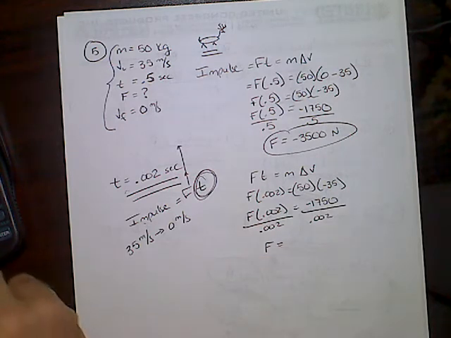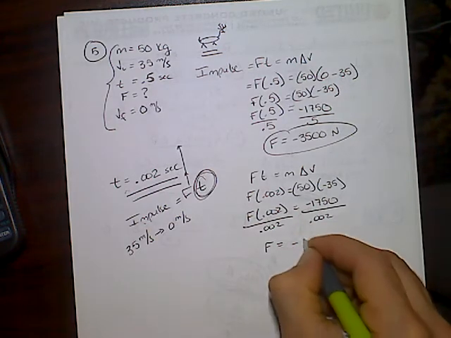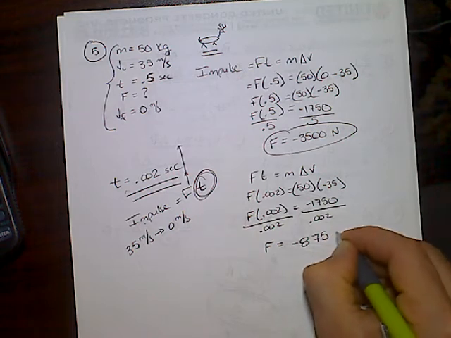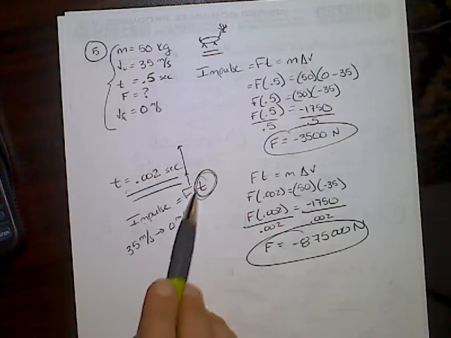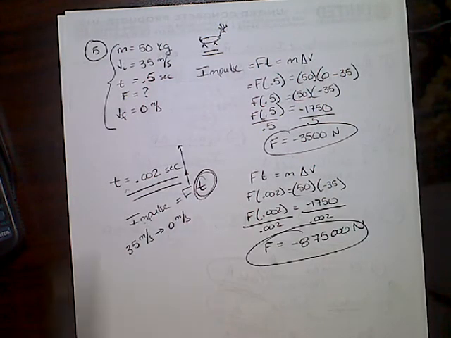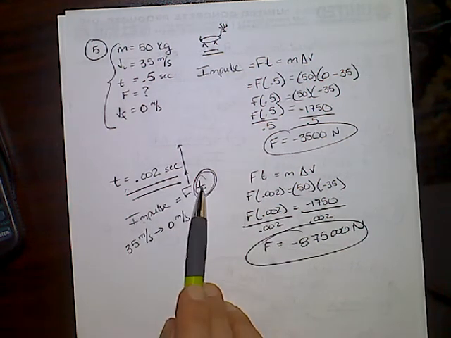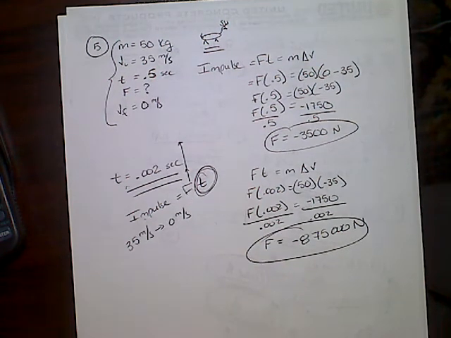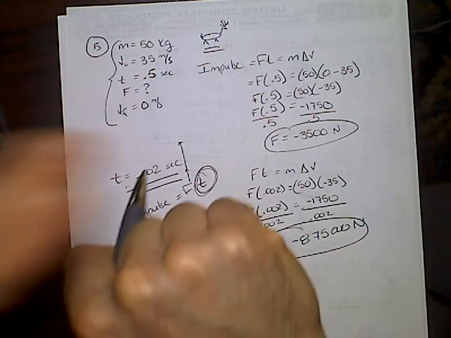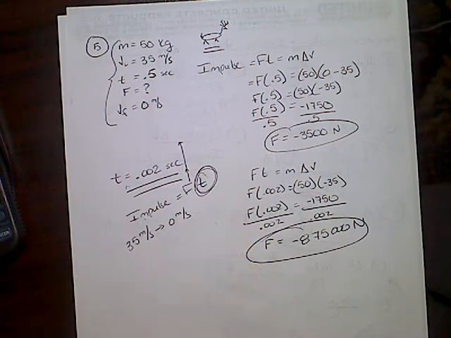F comes out to be 1750 divided by 0.002. Negative, opposite direction. That's all that negative implies is direction. 875,000 newtons. So you could see by lowering the time, we increase the force. And this is what we talked about, or I tried to explain to you guys about the egg drop. You want to increase that time so you decrease the force. This is why when boxers box, they wear boxing gloves. It absorbs the impact. If you just box with your fists, there's not a lot of absorption there. Okay, guys?